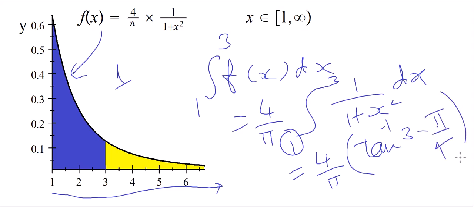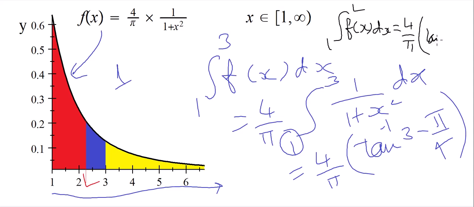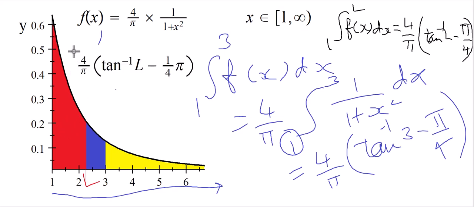Or in general, say for any point, say L here, in other words, say we want to find this red area, then what will the value be? The value will be the integral from 1 to L of f(x) dx, and that will be 4 over pi times inverse tangent L minus pi over 4. So this red area here equals this quantity, all right?